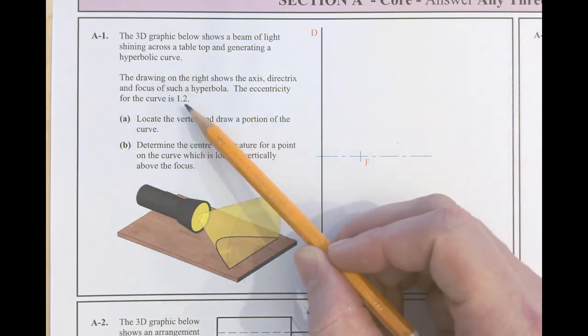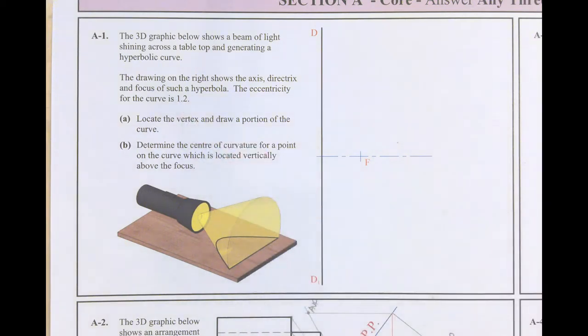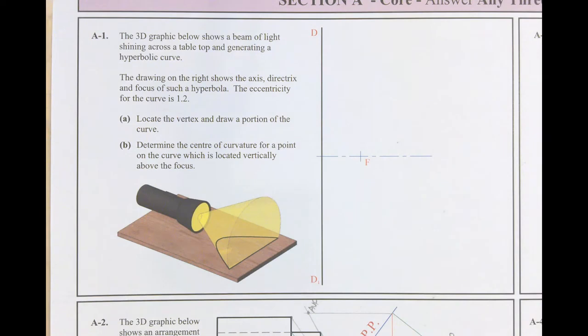Now 1.2 as a fraction would be... no, sorry, 1.2, it'd be 6 over 5. And we know that the eccentricity line for a hyperbola has to be greater than 45 degrees. So locate the vertex and draw a portion of the curve.